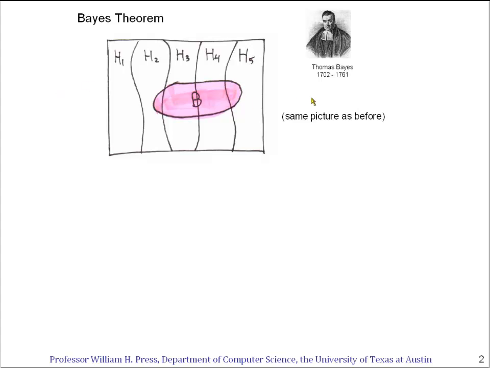This theorem is named after Thomas Bayes, an English minister who lived in the English countryside in the 18th century. He corresponded with Sir Isaac Newton on a number of points, and he's remembered today primarily for this one little theorem, which we can prove in a couple of lines.